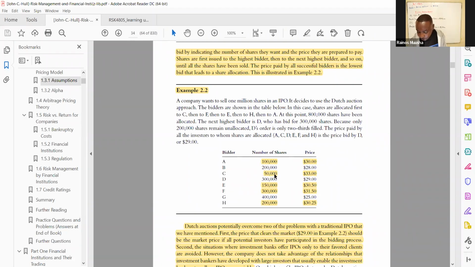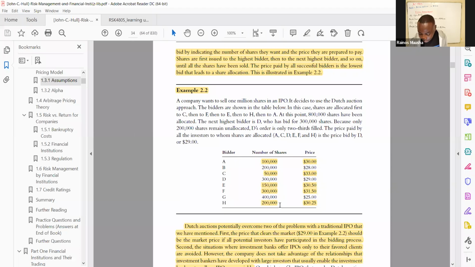Then the next highest bid in this case is 31.5, and they are going to be getting 300,000 shares. Now, so far, we have 350,000 shares. The next highest bid in this case is E with the price of $30.50. They indicate 150,000 shares. So which means now in total, the number of shares is equal to 500,000 shares.